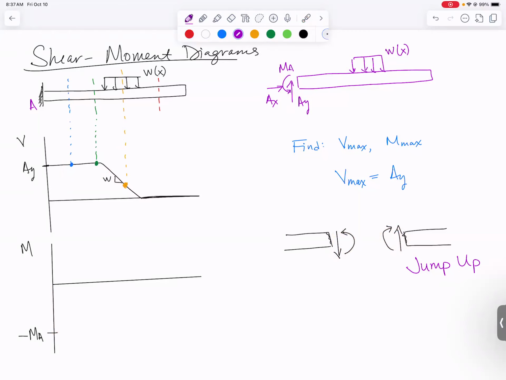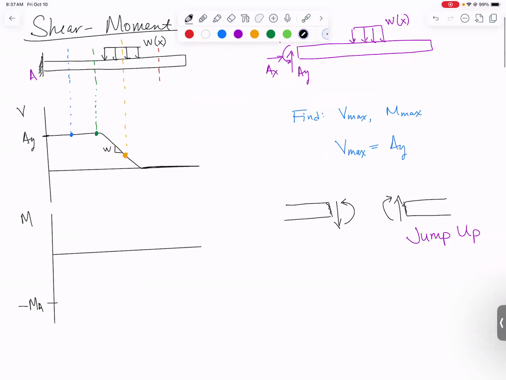Okay, let's sketch the diagram now that we know where it's supposed to start. We're going to begin with a constant positive upward slope of AY. The slope here is AY because that's how big your V diagram is. And so if you wanted to find the blue location, you just come straight down here and it would be right there on the curve. It will have a negative bending moment, but it will be slightly smaller in magnitude than where we started because we're coming uphill. And the same thing with the green location.